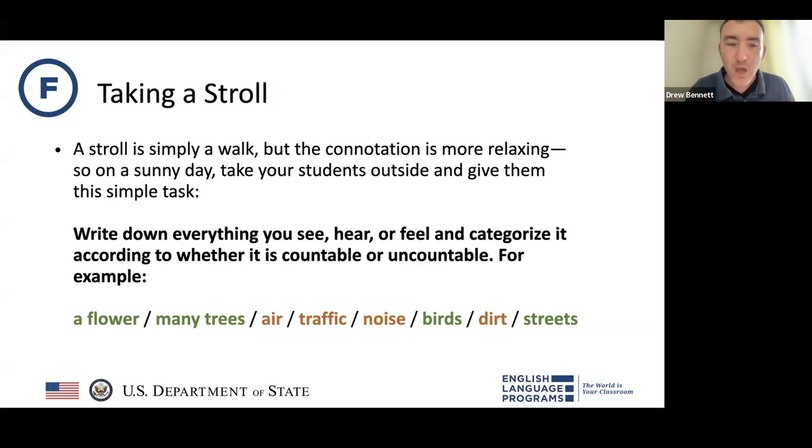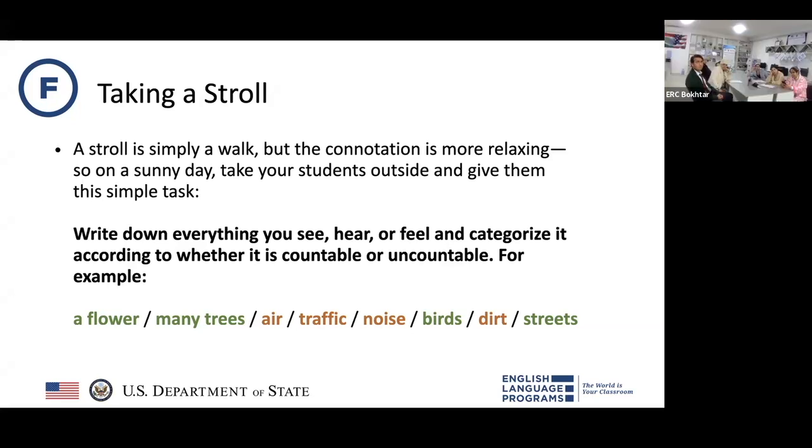It gave them freedom. What I asked them to do was to walk around the campus and just look, listen, and touch things. And they had to write down everything they came into contact with. And again, they needed to categorize the words. So here are some examples of what they found. A flower, right? So countable, in green. How many flowers? Maybe they saw many trees. They felt the air. They heard traffic. Noise is actually both. It can be how much noise, how many noises. Birds, dirt, streets.